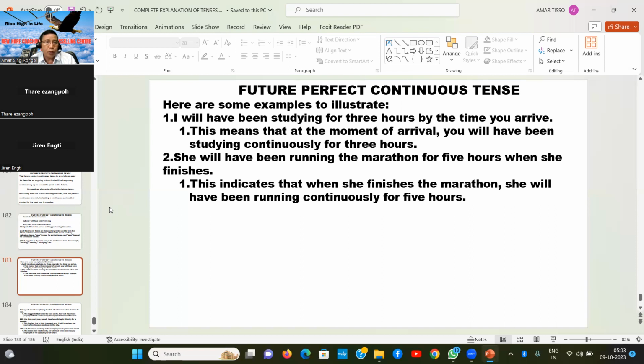Then number two: she will have been running the marathon for 5 hours when she finishes.